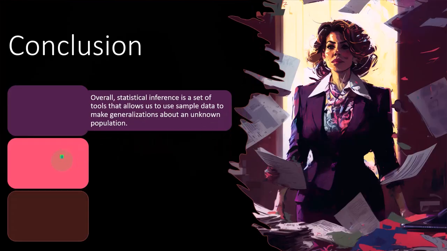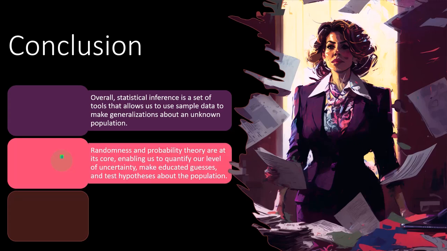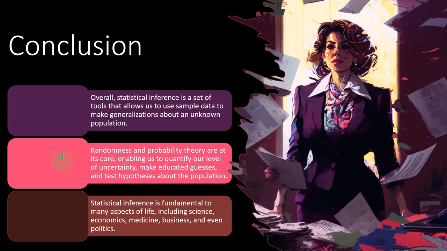Okay, so, conclusion. Overall, statistical inference is a set of tools that allows us to use sample data to make generalizations about an unknown population. Randomness and probability theory are at its core, enabling us to quantify our level of uncertainty, make educated guesses, and test hypotheses about the population. Statistical inference is fundamental to many aspects of life, including science, economics, medicine, business, and even politics. So these kinds of concepts come up all the time.